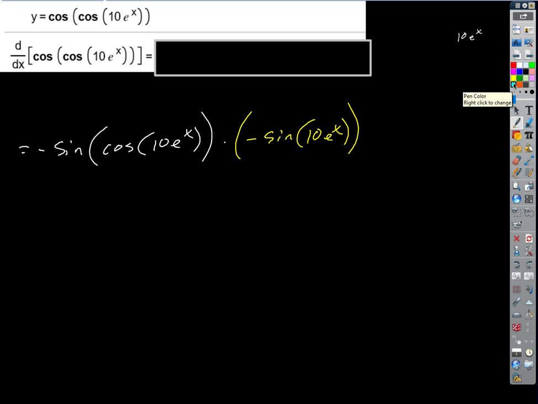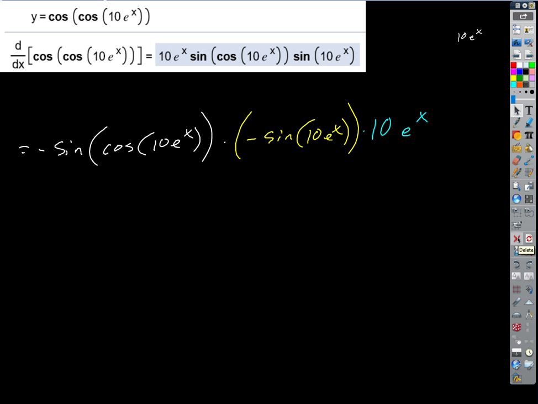Okay, so we help her out, right? 10 e to the x, right? 10 is just a constant, so that stays out front. And the derivative of e to the x is just e to the x, right? The derivative of e to the u would be e to the u times u prime, but the derivative of x is just 1, right? For u is just x, we don't even need the prime. So that's our answer.